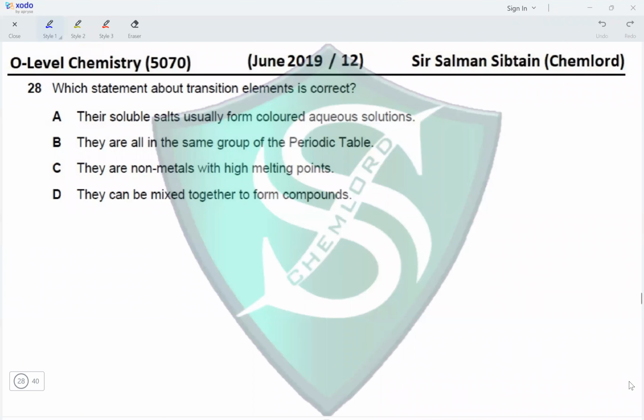Question 28. Which statement about transition elements is correct? Their soluble salts usually form colored aqueous solutions. Yes, that is a property of transition elements. They are all in the same group of the periodic table. No, they belong to the d block of the periodic table. They're not in the same group. They are non-metals with high melting points. No, they are all metals with high melting points. They cannot be mixed together to form compounds. They can react with non-metals to form compounds. So the correct option for this question is option A.